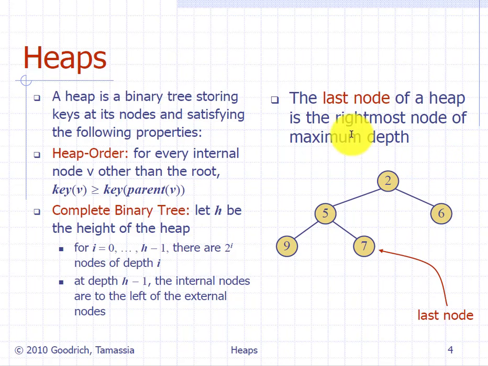So what is a heap? A heap is a binary tree, storing keys at its nodes and satisfying two properties. So this is the first property and this is the second property. The first property is called the heap order property.